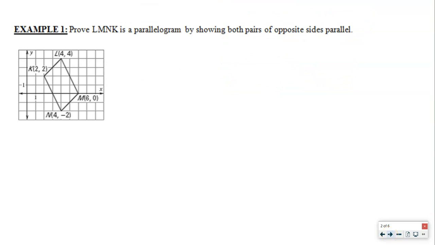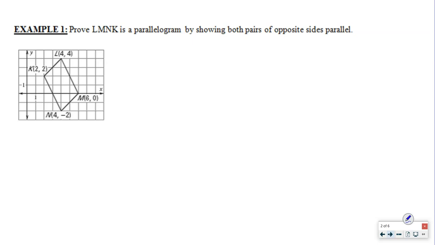So example number 1, we want to prove LMNK is a parallelogram by showing both pairs of opposite sides are parallel. So we need to show both pairs of opposite sides parallel. So we're looking at that definition, number 1 up there.